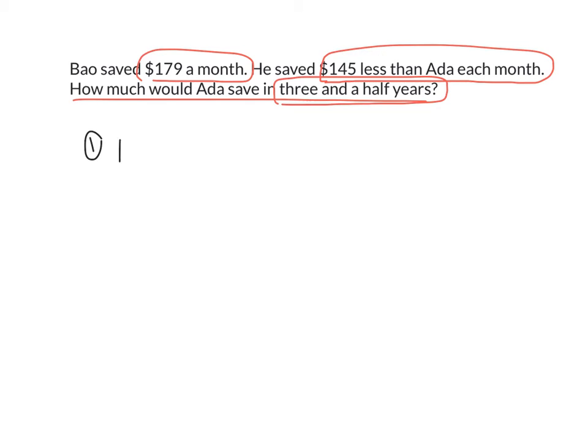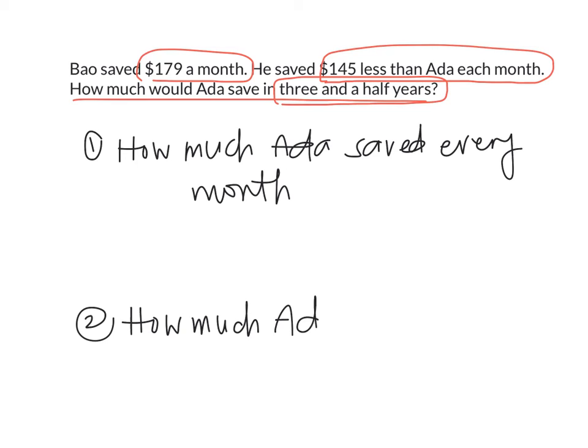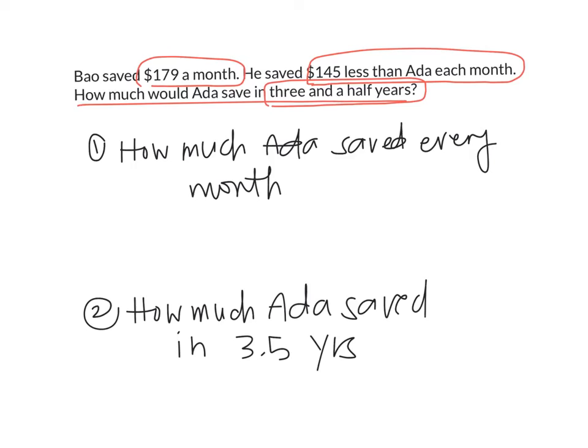Raj? How much money did Ada? We have to first figure out how much Ada saved every what? Good. Okay, and then what's step 2? What's step 2 then? Once we know how much Ada saved every month, Joseph, what do we have to figure out? Very good. Then we have to figure out how much Ada saved in 3.5 years.